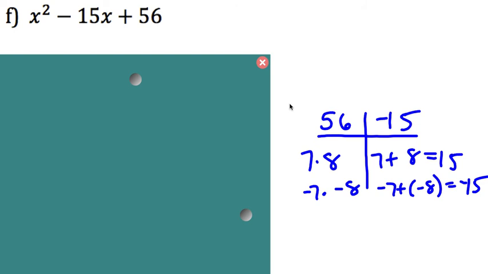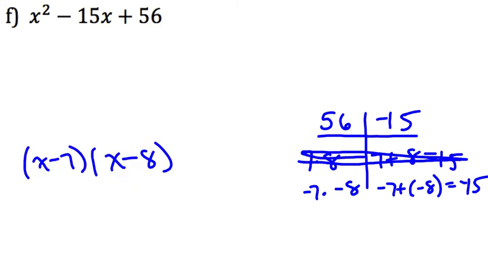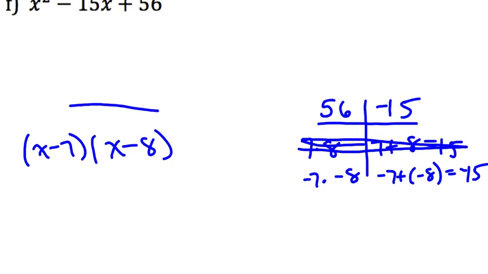So I can just change those to negatives, negative 7 times negative 8, negative 7 plus negative 8, to get your correct answer that way. That's entirely up to you. I just usually, if the middle number is negative, I just usually ignore my positive factors. So final answer, x minus 7, x minus 8. Here we go, and we are finished, okay?